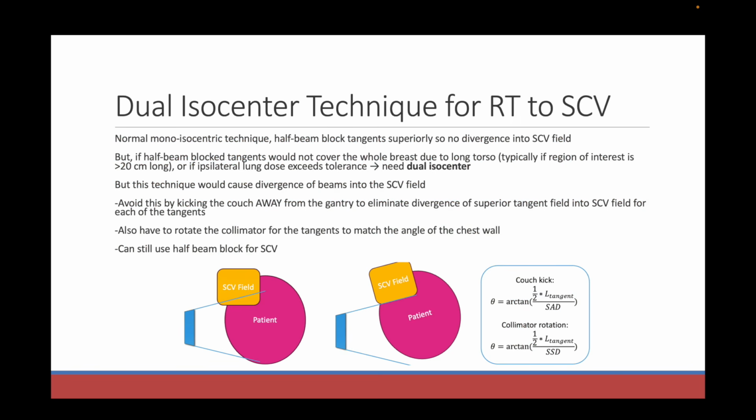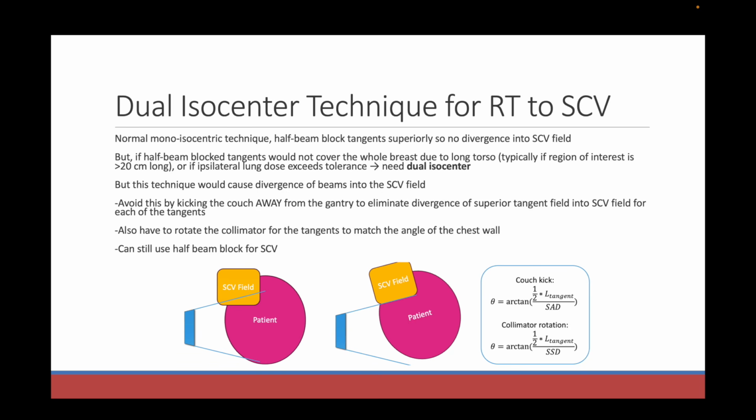And then finally, you might need to discuss dual versus mono isocentric technique for supraclavicular field radiation. So normally what we try to do is a mono isocentric technique when we're radiating the lymph nodes, right? So we try to keep the isocenter at the bottom of the clavicular head. For our tangents, we use a half beam block superiorly so that there's no divergence into the supraclavicular field. And then we have a supraclavicular field that also has a half beam block, so there's no divergence below.